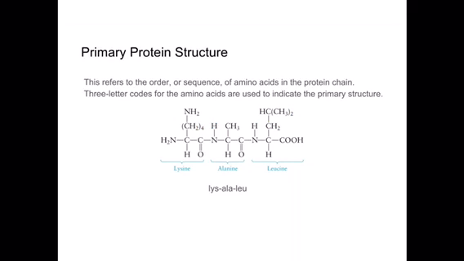The primary protein structure refers to the order or sequence of amino acids in the protein chain. 3 letter codes for the amino acids are used to indicate the primary structure. And so here's that shorthand notation as we saw earlier to represent the lysine, alanine, and leucine amino acids.